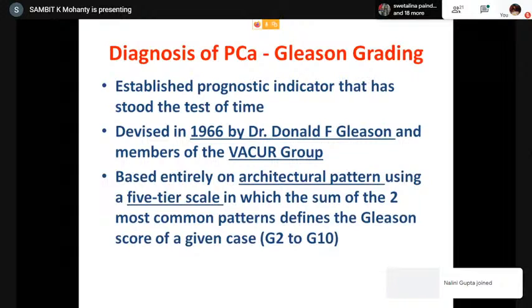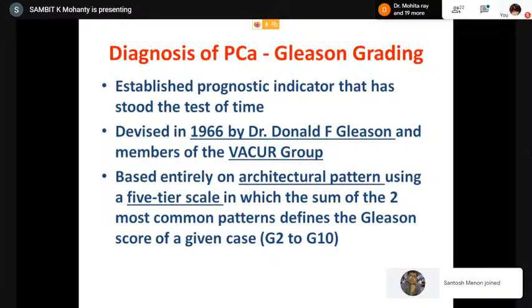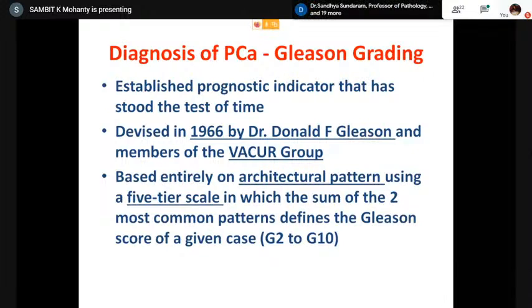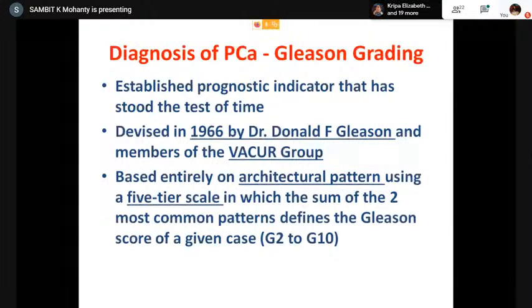So the Gleason grading, you all know, was established as a prognostic indicator that stood the test of time, devised in 1966 by Dr. Gleason and members of the Veterans Hospital Group at Minnesota. It was based entirely on architectural patterns using a 5-tier scale in which the sum of the two most common patterns defines the Gleason score in a case, which ranges from 2 to 10.